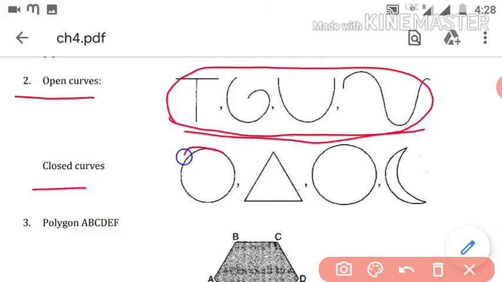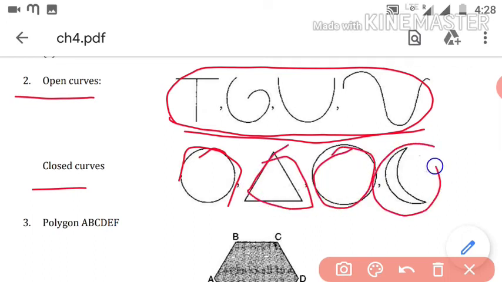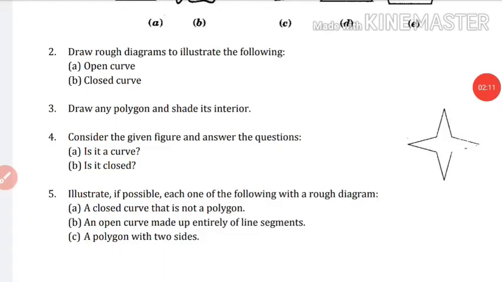Now closed curve, any figure where the endpoints are joined together, these are closed curves. You can draw any figure according to you. You can give only 2 examples. I have given 4 examples here, but in your notebook if you give 2 examples, that will be enough for you. Now come to the next question, number 3.